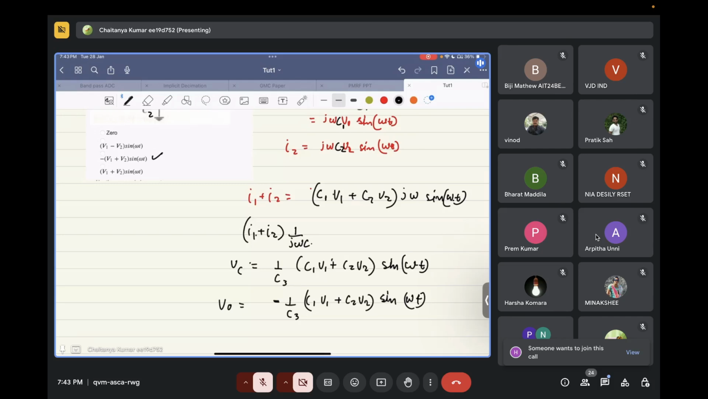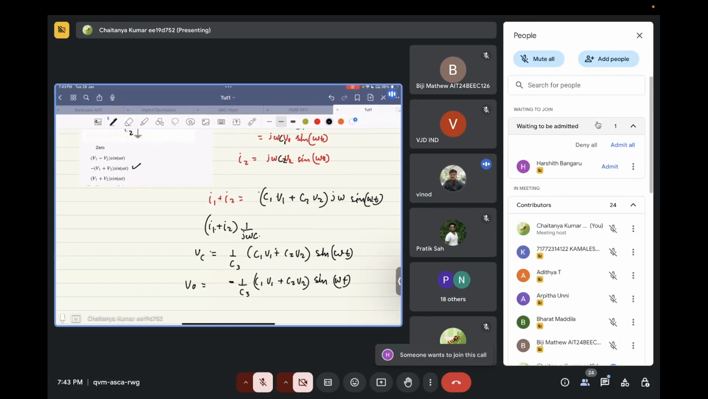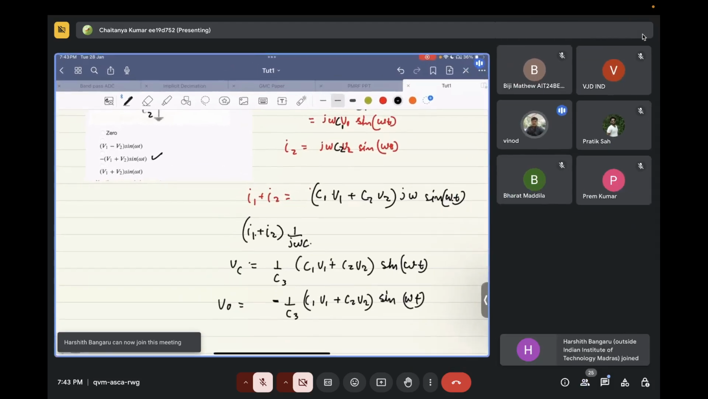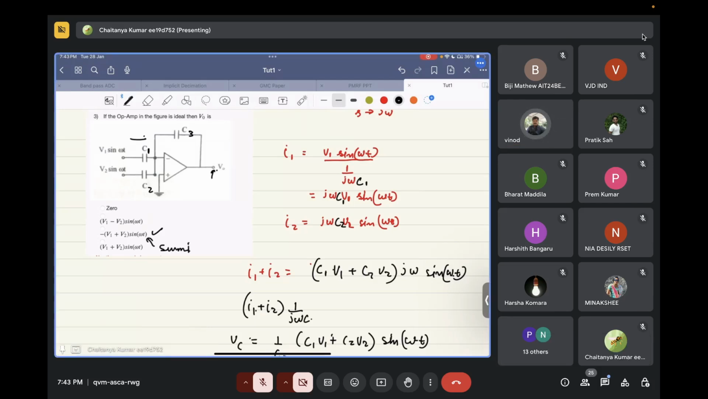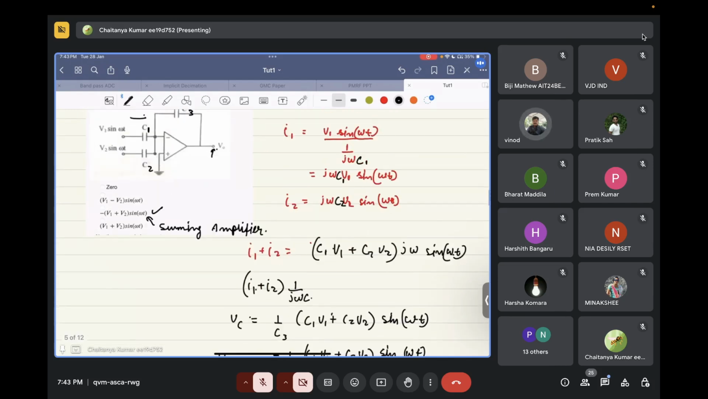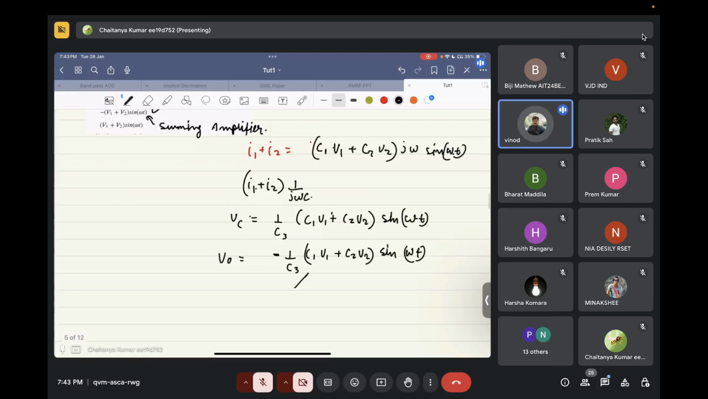So what we achieved with this is, by changing the value of the capacitances, this was a summing amplifier, and by changing the values of the capacitances C1 and C2, we were able to do weighted summing. Okay, is this clear?